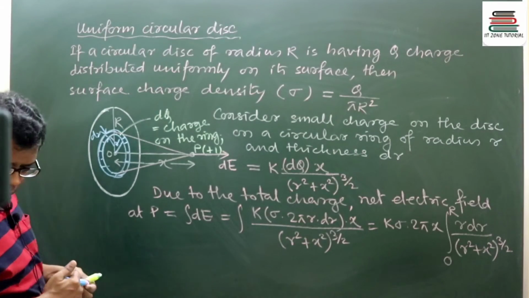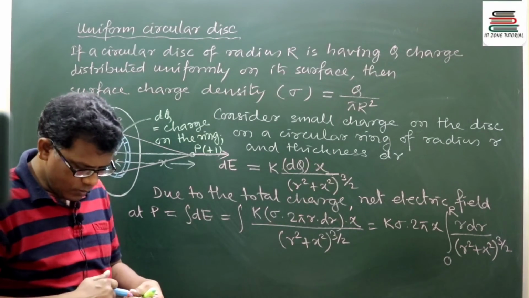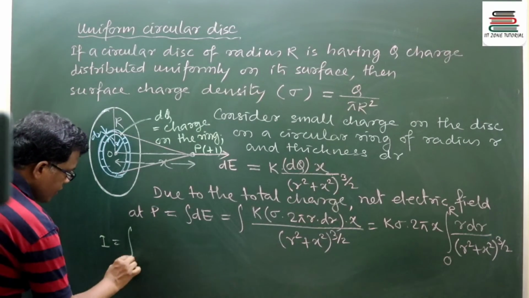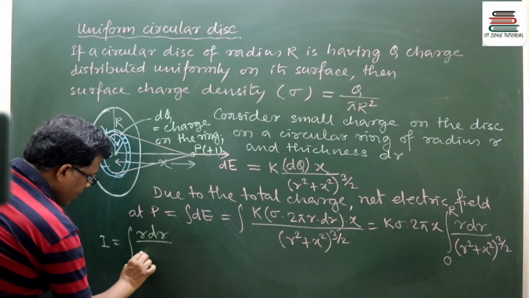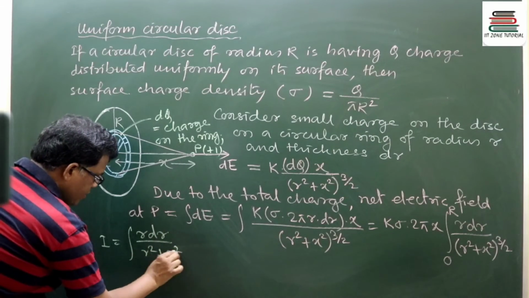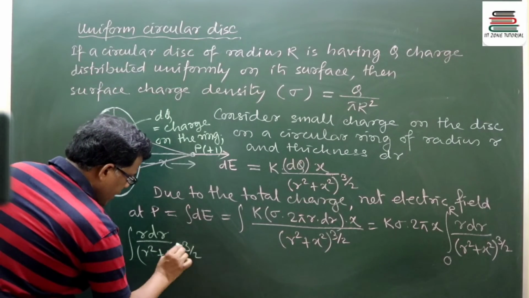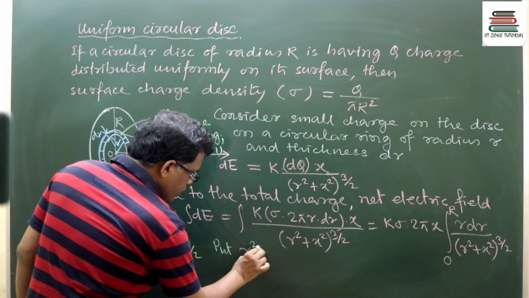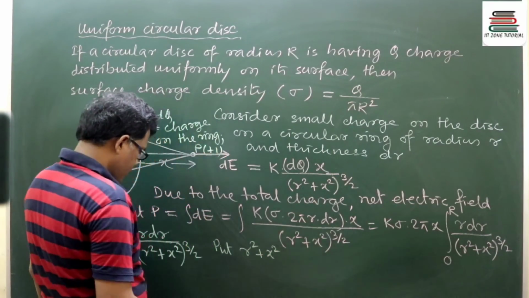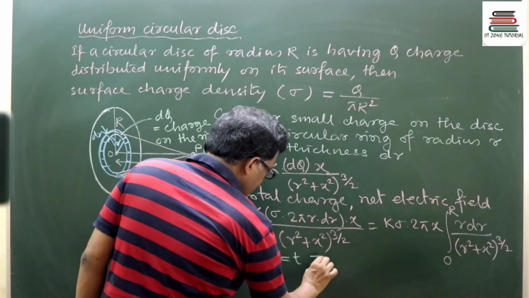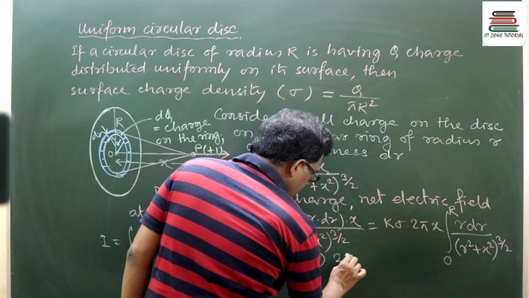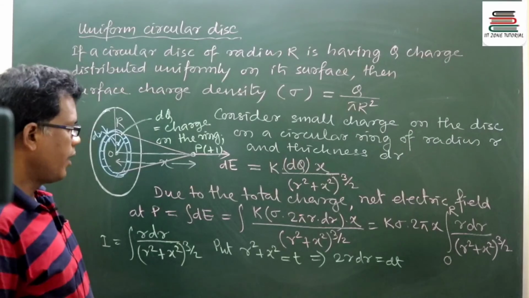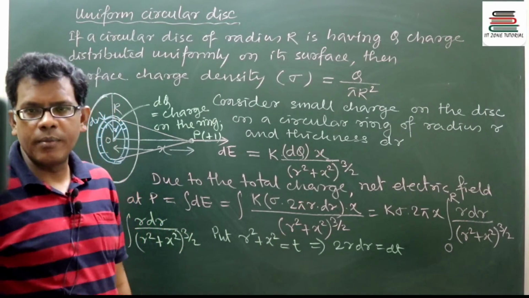For the integration part only, which is r dr divided by small r square plus x square to the power 3 by 2, what I can do is take small r square plus x square as t. Then it can be written 2r dr equal to dt, right. I am replacing this by another variable t.